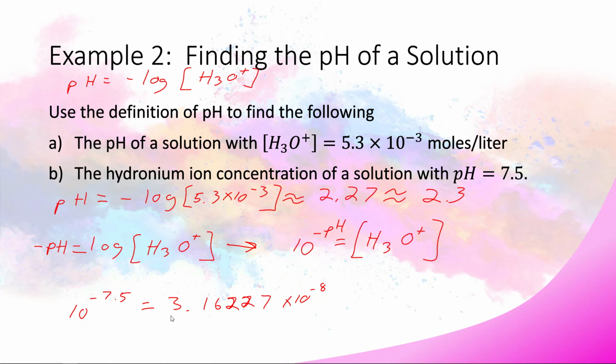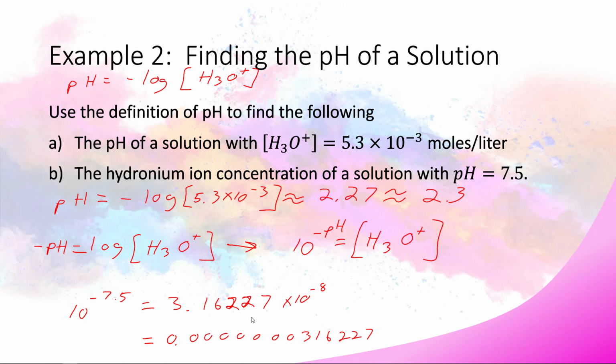Basically, 10 to the negative 8th kind of implies that there would be 7 zeros in front of the decimal place. Okay, but if you wanted to, you could also write this as 0.000000031623. They are indeed equivalent.